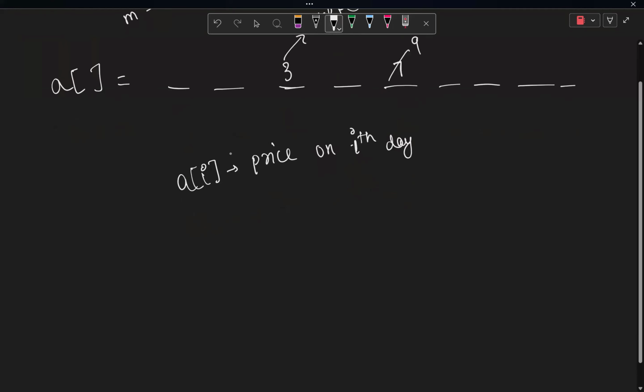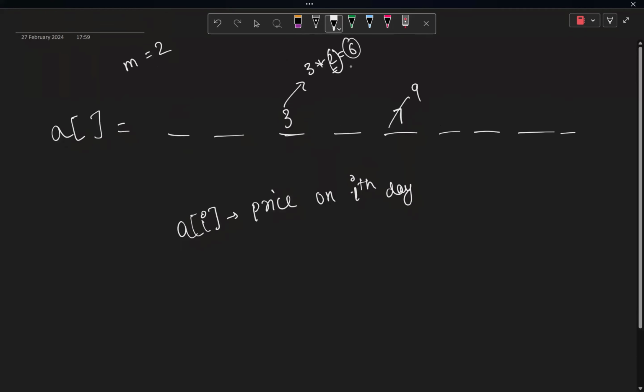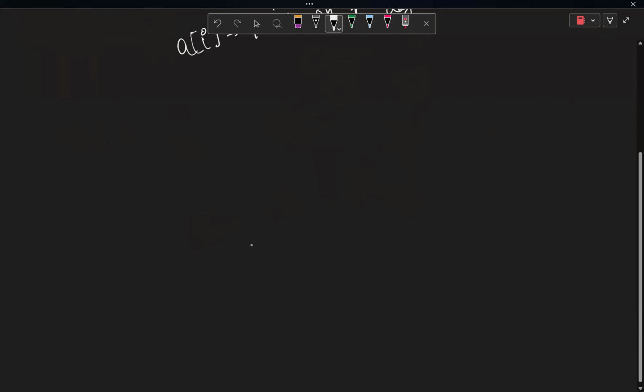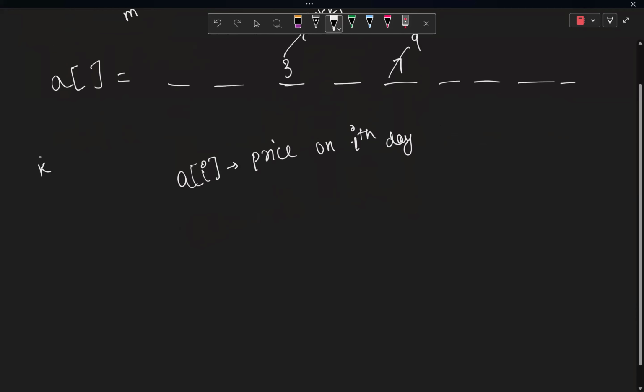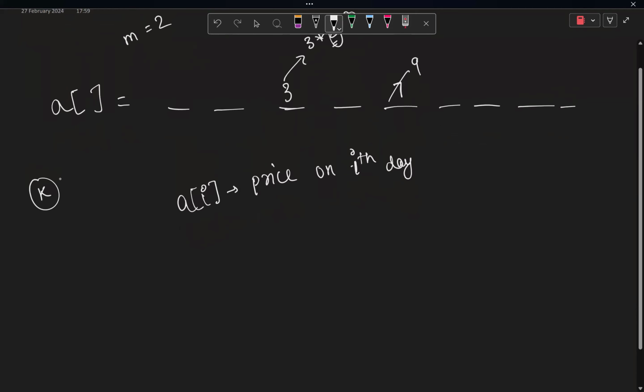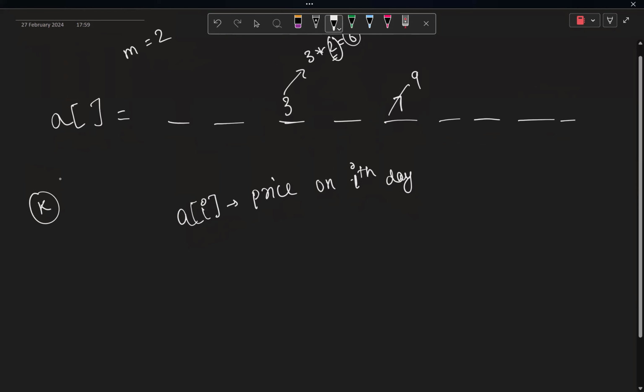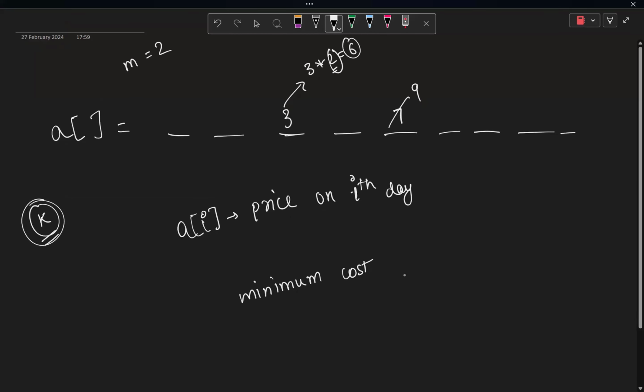Let's just understand the problem statement first. I think that till this part it should be clear. Now we have been given some integer k, which tells us the number of tickets we want to buy, and we want to find out the minimum cost for buying k tickets if we buy optimally. Basically, you just want to find out the minimum cost to buy these k tickets.